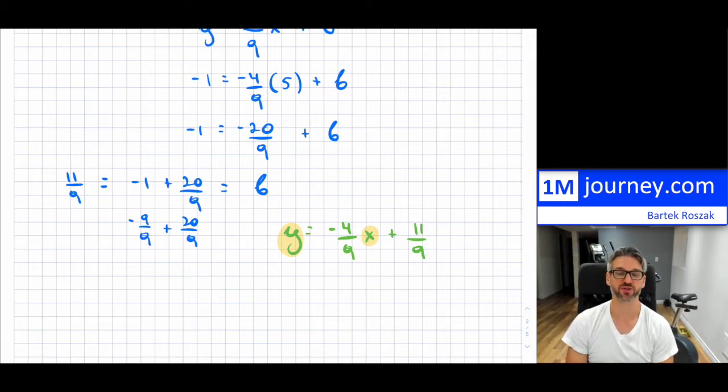So now we're going to solve for x. And when we solve for x, then we're going to find what the inverse is.